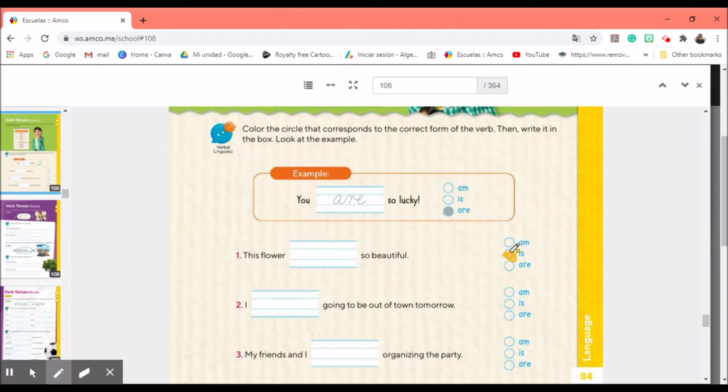This flower is so beautiful. So you color and you write the word, all right? Look at the words that you have at the beginning of the sentences and complete the rest on your own.